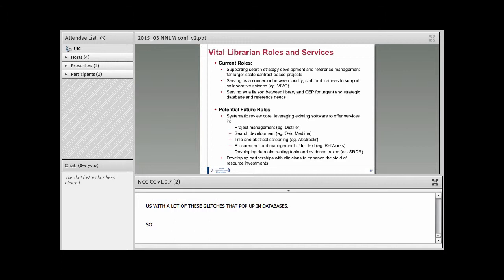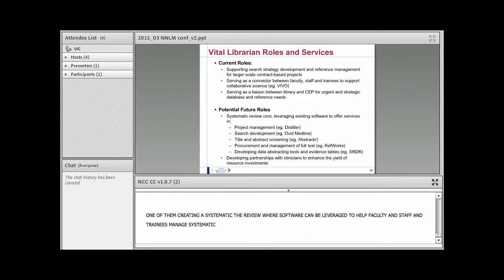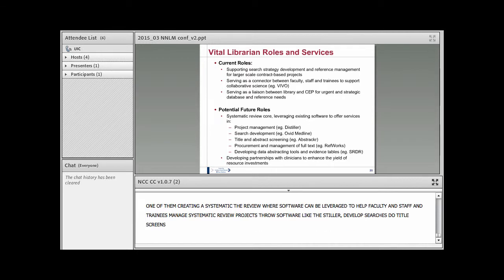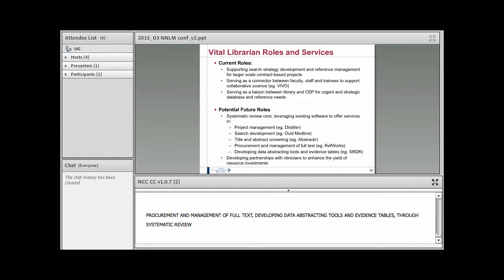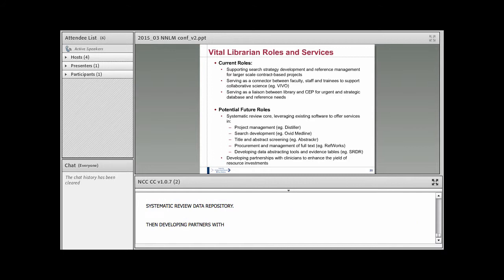So our library and leadership, these are some potential future roles they're considering at Penn, and I'm sure we're not unique. One of them is creating a systematic review core where software can be leveraged to help faculty and staff and trainees manage systematic review projects through software like Distiller, develop searches, do title and abstract screenings through more novel software like Abstracker, which uses machine learning technology to facilitate title abstract screening, procurement and management of full text, developing data abstracting tools and evidence tables through systematic review data repository, and then developing partners with clinicians to enhance the yield of resource investment. So these are roles that our libraries are actively considering at the moment.